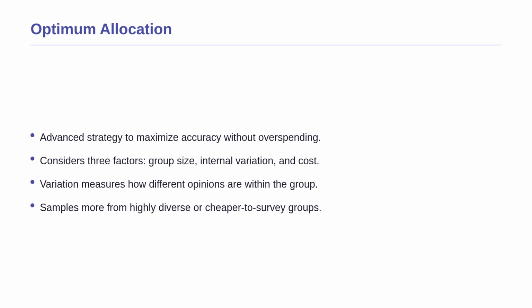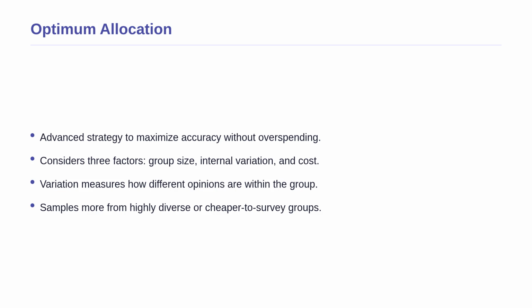While proportional allocation is easy, sometimes just looking at the sheer size of a group is not enough. This brings us to optimum allocation. This is a more advanced, highly strategic method that tries to get the most accurate estimate possible without overspending a fixed budget. Instead of just looking at size, it looks at three crucial factors: the size of the group, the amount of internal variation within the group, and the financial cost of surveying one single person in that group.